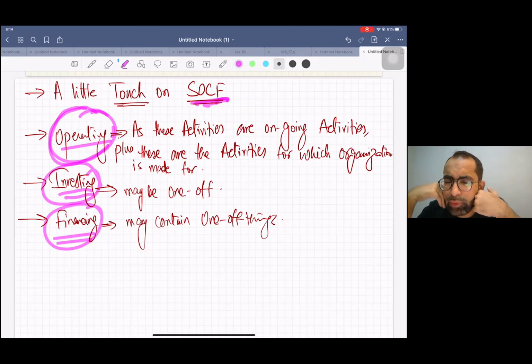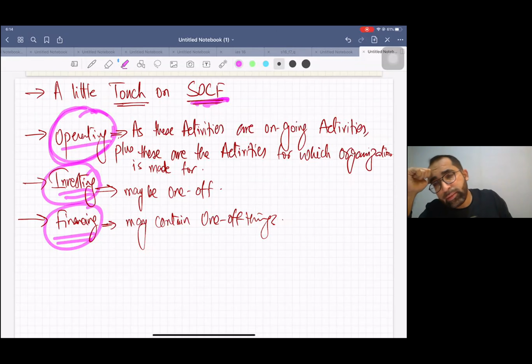Financing activities are also one-off. For example, this year you took a big loan, so there will be a big inflow in financing activities, but that's not a sign of good performance. Because if you are taking a loan, what's your contribution? You are just taking somebody else's money. So financing and investing activities are not that important. But if you are earning from operations, that's a great thing, because operations are what the organization is made for.